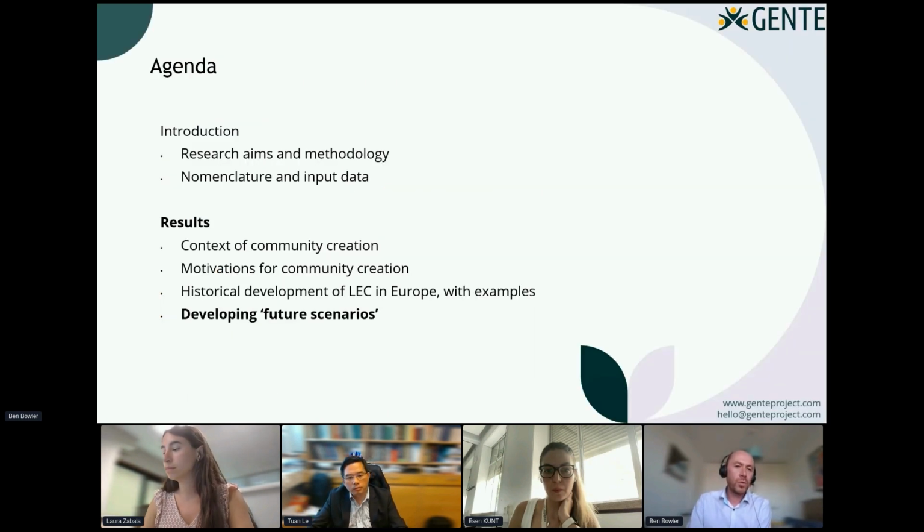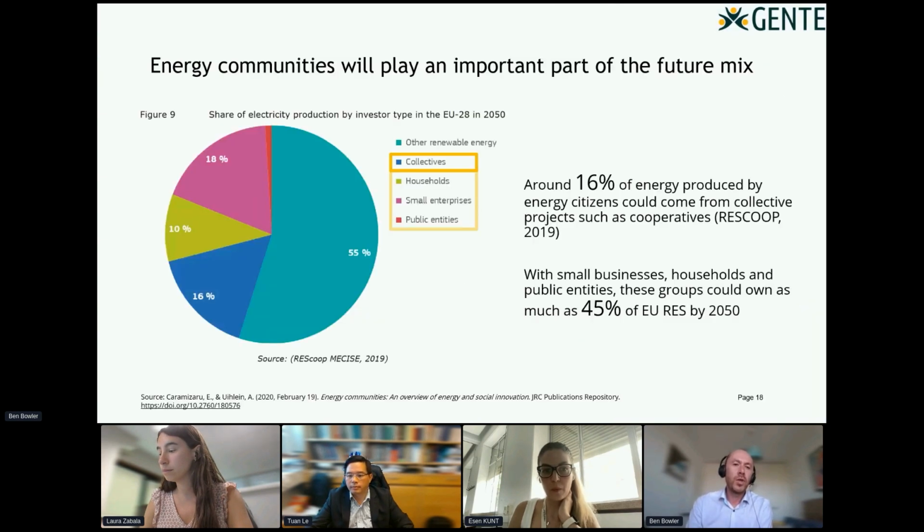Okay, I'd like to share just two more slides on future scenarios. This is work that's still ongoing, and we don't yet have the trend lines for how energy communities will grow. There isn't a lot of published information on this. However, it's clear from research that's been done by, for example, ResCube, that community energy and collectives will play an important part. This graph shows that around 16% of energy produced by citizens in 2050 could come from collective projects. So it's clear that energy communities will play an important part in the energy mix.